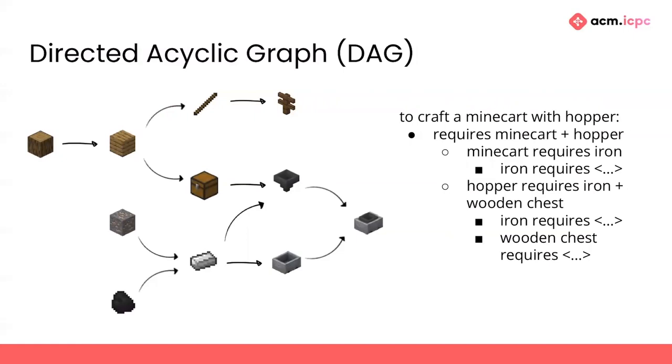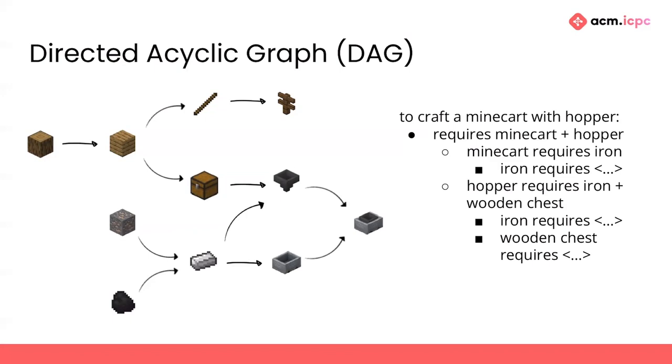So why is it directed? Anyone know why this is a directed graph in the context of Minecraft? Yes. So if you want to make a stick, you need a wooden block. But if you want to make a wooden block, you cannot go from a stick back to a wooden block. And the same applies to, I assume, most other items in Minecraft. So you cannot go back from a node's neighbors to itself.